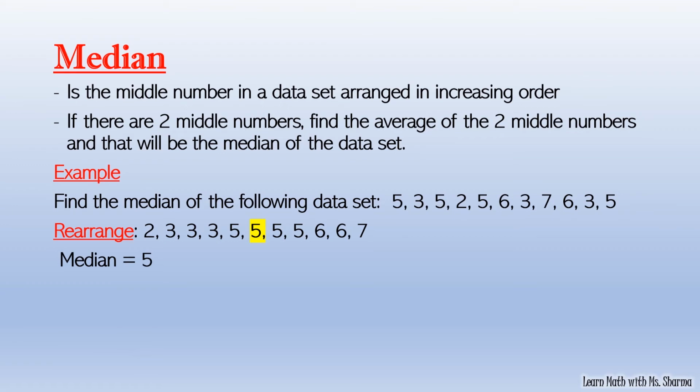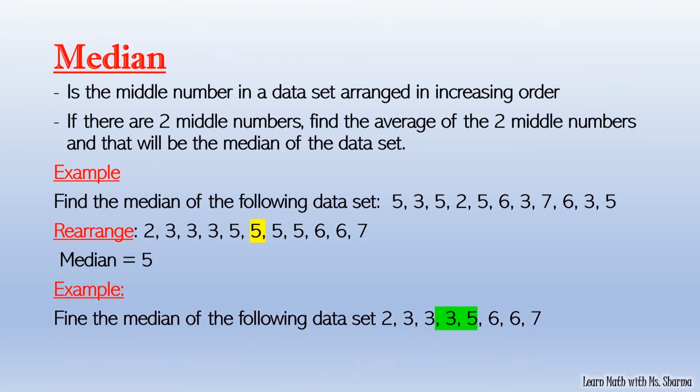Now, what if you have an even number of values in the data set? This is an example for an even number. It says find the median of the following data set: 2, 3, 3, 3, 5, 6, 6, 7. You see this is already arranged in increasing order, smallest to largest, so we do not have to rearrange this one.